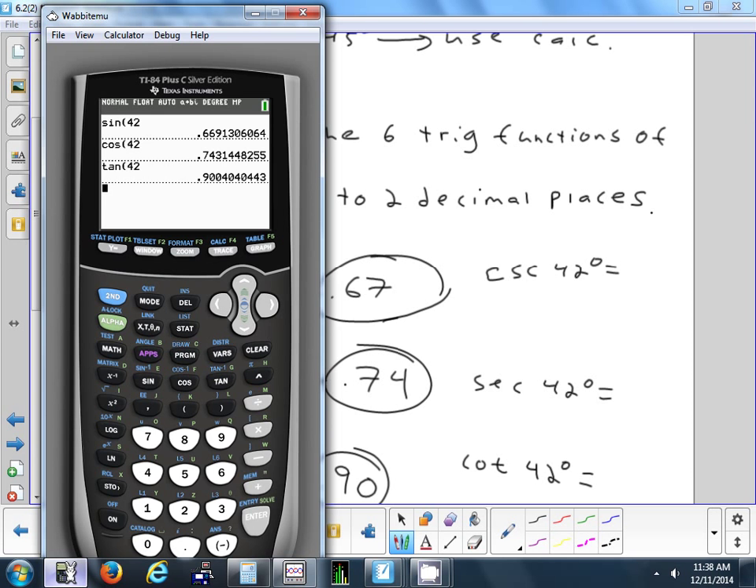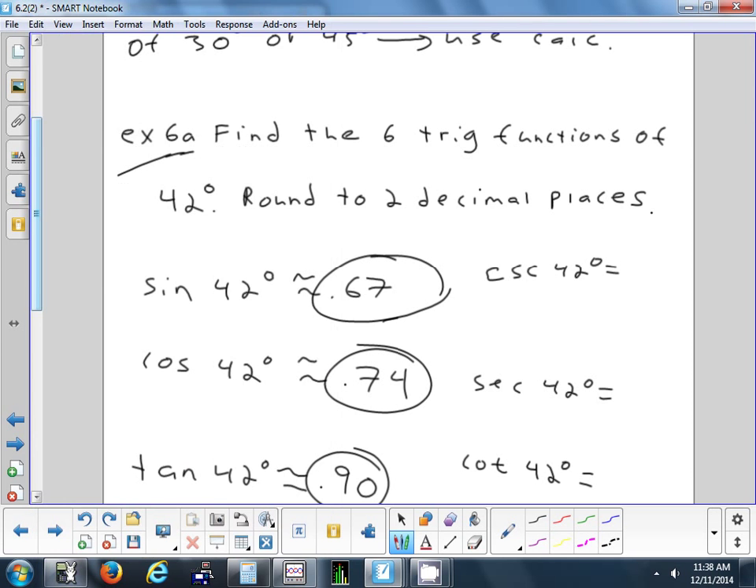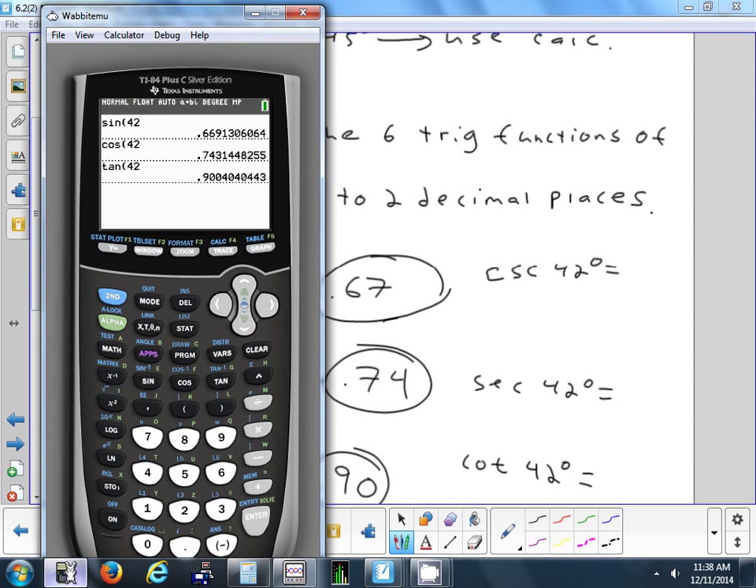Yeah? Wouldn't we just flip the numbers we already have? You just flip the numbers you already have. Okay. Or you could type in 1 divided by the sine of 42. So basically you're doing 1 over 0.67. I didn't use the 0.67 because that's rounded. If I go back to sine 42, that's exact. So you take the sine and you flip it. That's the cosecant.